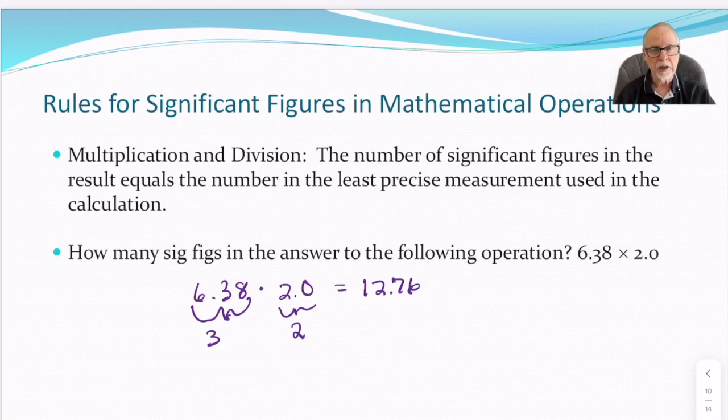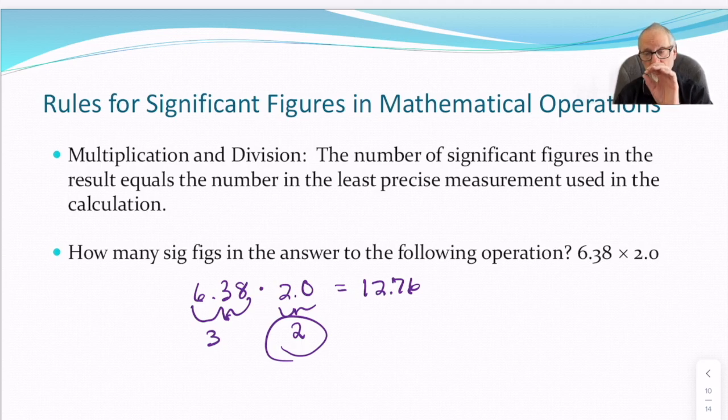Now, again, the rule is that the number of sig figs in our answer is going to be equal to the least. So 12.76 is the value we get in our calculator, but the number of sig figs that we should have is going to be the smallest of those two. We have 2 numbers. One has 3 sig figs, one has 2 sig figs, and so our answer is going to have 2. That's the smallest number. So our answer is not going to be 12.76. That's not how we're going to report it.